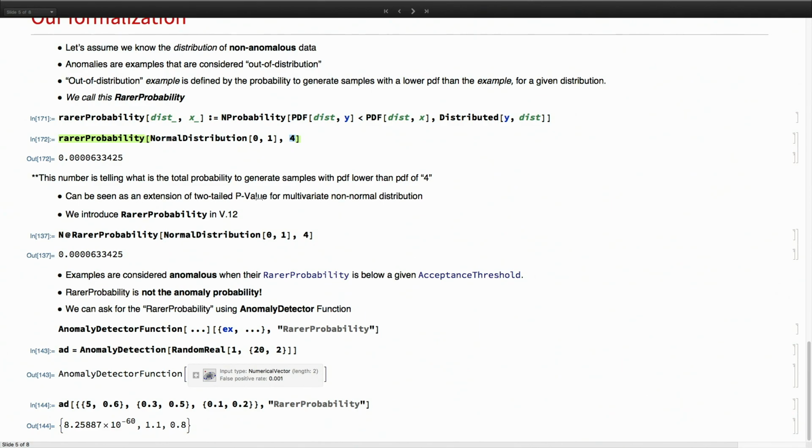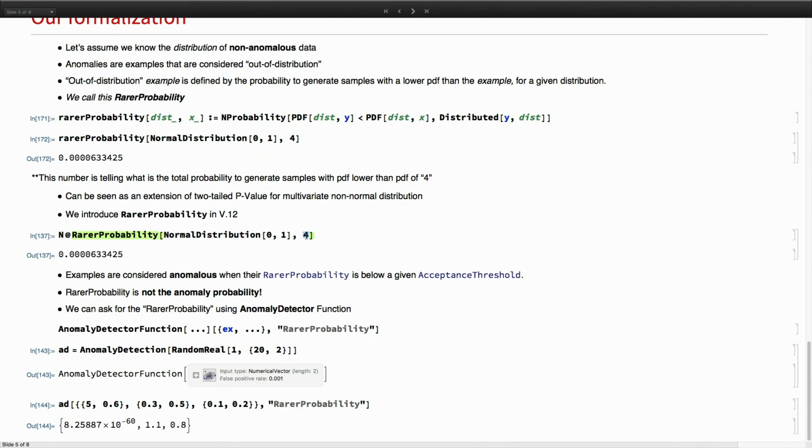We introduced rarer probability in version 12, and you can use it like this: the first argument would be the distribution, and the second argument would be the example for which you want to know how extreme it is, given the distribution. Examples are considered anomalous if their corresponding rarer probability is below a given acceptance threshold. Just to be clear, rarer probability is not the anomaly probability. It is just a measure of how extreme one event is.